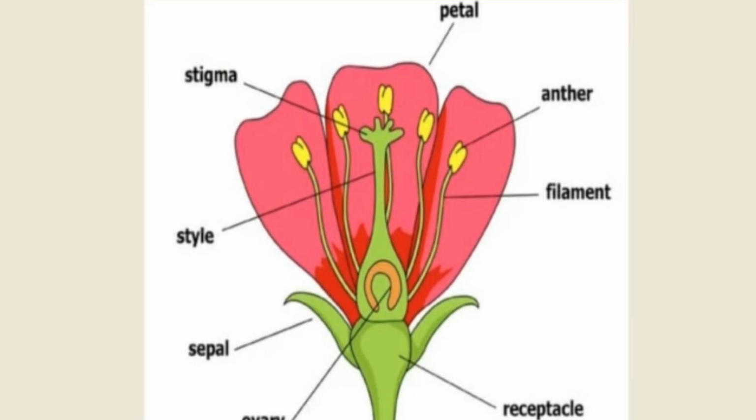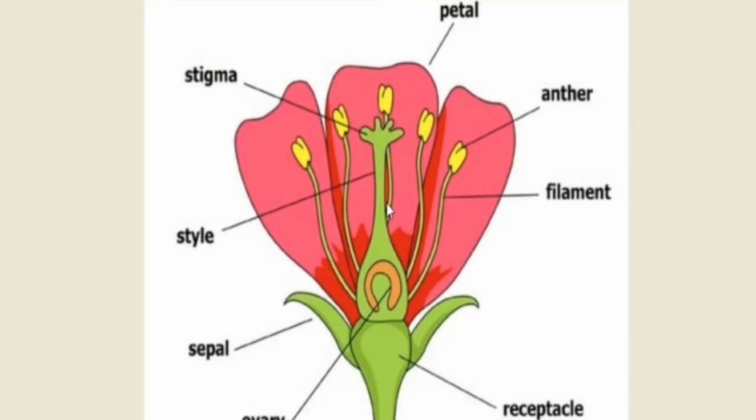So here we have studied that a typical flower bears 4 whorls borne on a thalamus, or we can say stalk. These whorls from outside are the calyx, consisting of sepals, then the corolla, which consists of petals, then the androecium, consisting of stamens, and the fourth one is the gynoecium, or we can say the pistil, consisting of carpels.